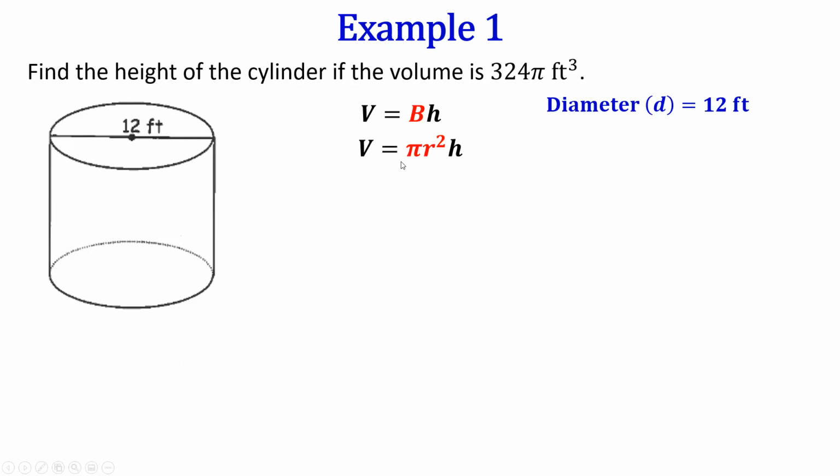And once again, you're going to notice in the formula, I don't really care about this. I want to know what the radius is. So all I have to do is cut that distance in half. Well, 12 divided by 2, that's simply 6. So now I know the radius, I know the volume. I'm going to go and plug them into my formula.